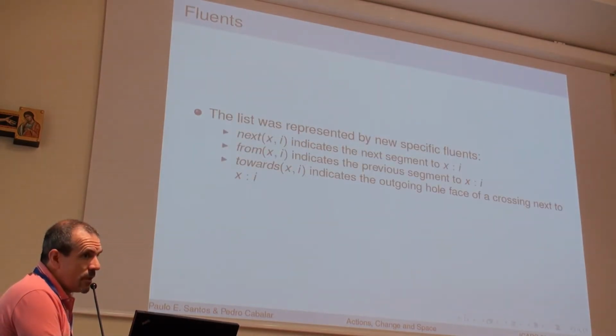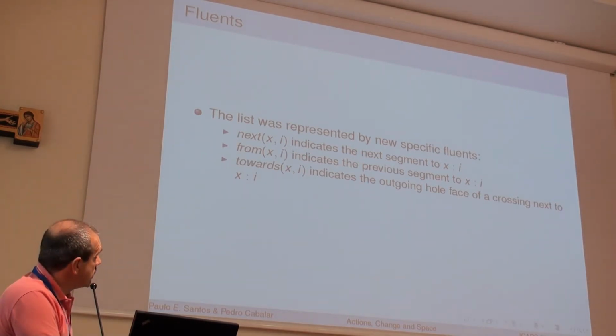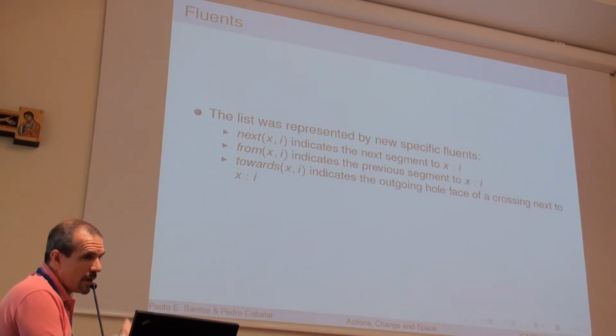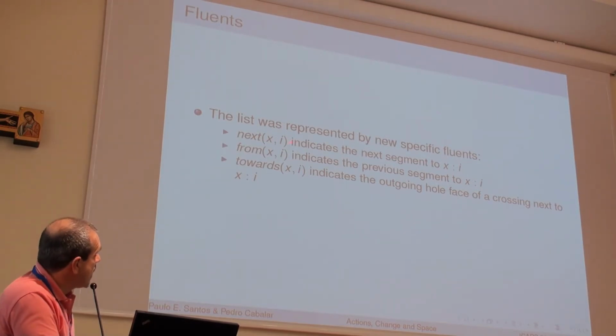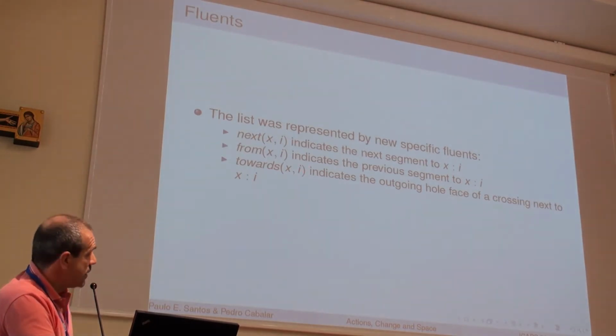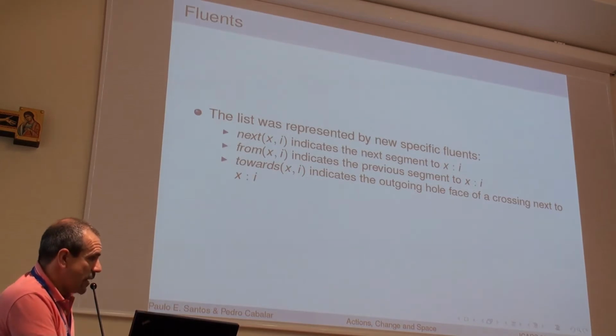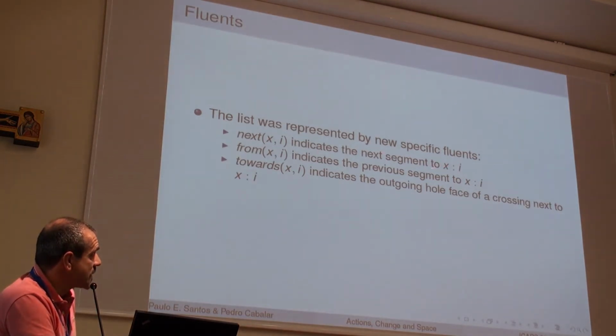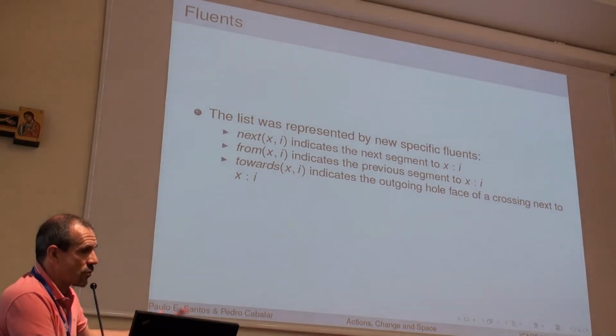So in this representation, we avoided the use of a list. We have 3 fluents, actually much more, but the main fluents are next(x,y) and the cross(x,y). Let's say we divided the string in segments, so you are saying which is the next segment to segment i for the long object x, and the cross represents which is the next crossing.